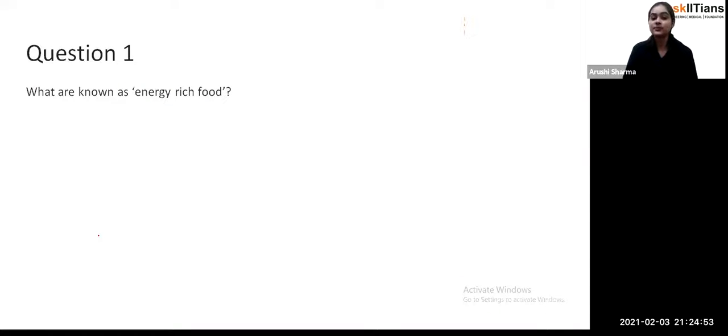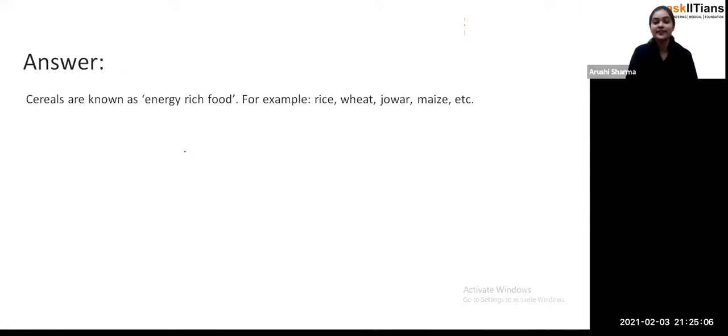Now we have some questions here, so we are going to discuss these questions. The first question asks, what are known as energy rich food? Do you have any answer? Cereals are known as the energy rich food, for example rice, wheat, jowar, maize, all of these things.